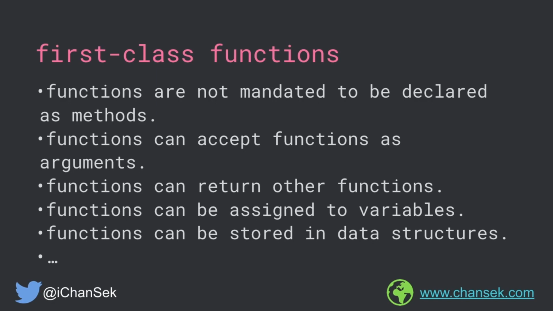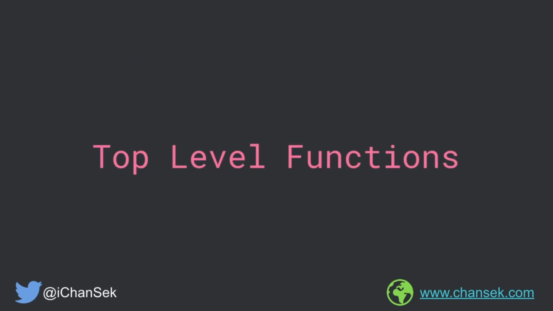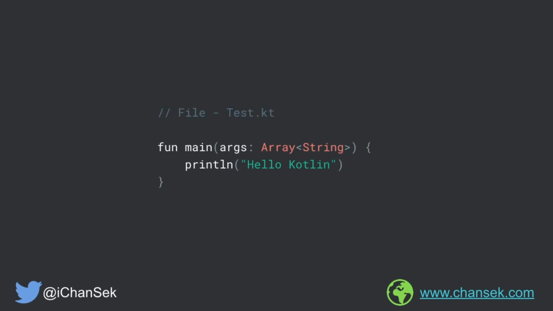Out of these, let's try to cover the first property of first-class functions in this video. One of those properties is support for top-level functions. As we know, Java doesn't support top-level functions. Instead, a function has to be declared as a method and wrapped inside a class. How Kotlin achieves this even being a JVM language is the main focus of this video. So let's try to understand with this example.